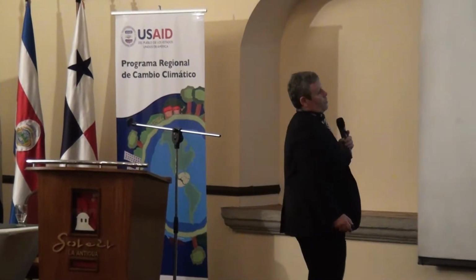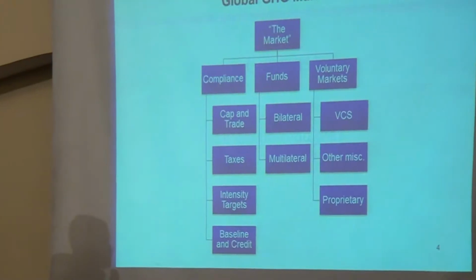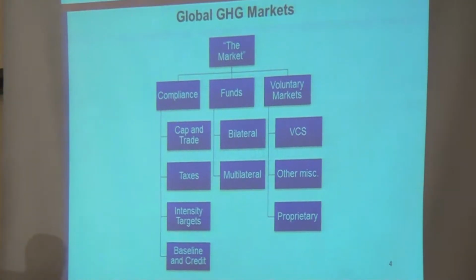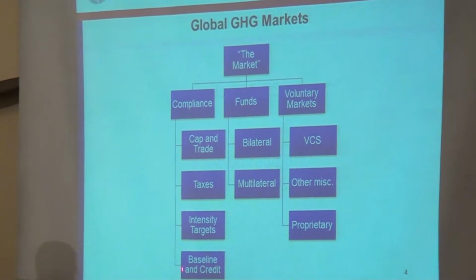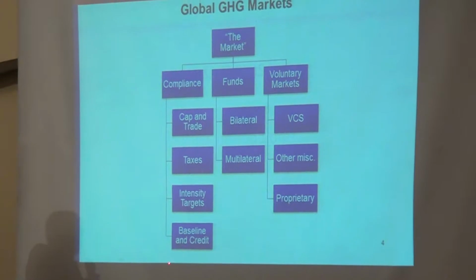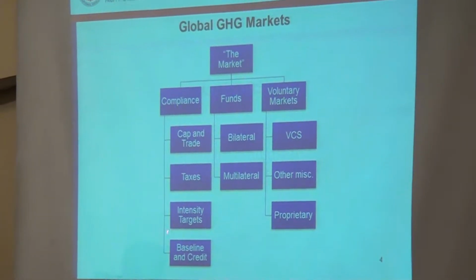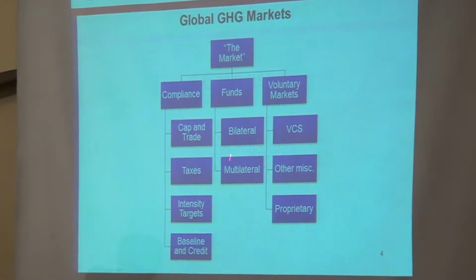So this is an overview of the market as it stands. We have compliance demand, which can come from cap and trade, taxes, intensity targets, baseline and credit. And I'm missing the little offsets, because offsets are actually quite important in this scheme. It's a bit of an omission on my part. We have the funds, the bilateral and multilateral funds that you heard about today.